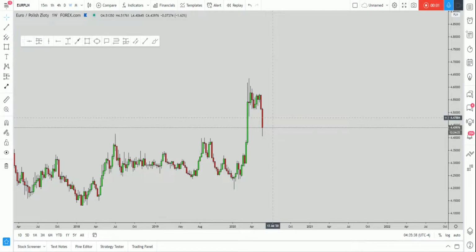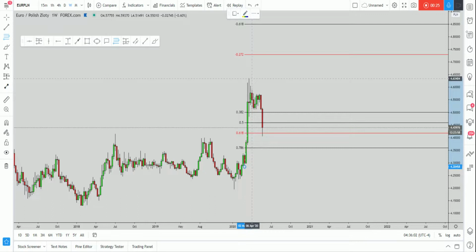Okay, so what kind of situation do we have at the moment on Euro PLN? Now, if you remember from our previous analysis on this pair, we said when the market was here that we wanted to see the market make a move to the downside specifically. After this overextended W formation, what did we want to see? We wanted to see the market make a move at least to the 0.382 Fibonacci retracement taken on the impulse.